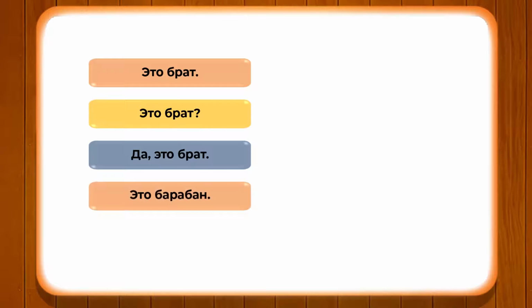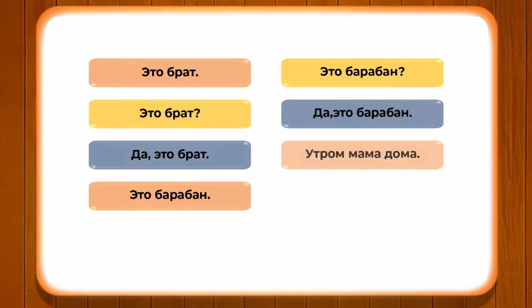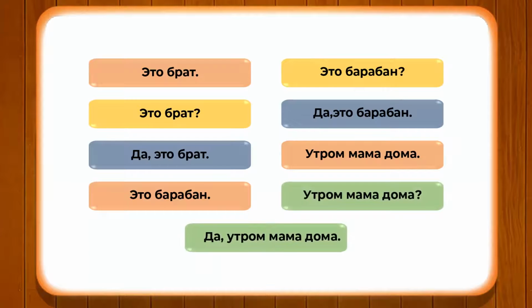So we have Eto baraban, da, eto baraban, Utrom mama doma, Utrom mama doma, da, Utrom mama doma. So you can also pay attention to the tone and texture when I am repeating all these in different contexts. The tone is flat when we are saying a simple sentence. The tone is going higher when we are asking a question, and the tone is flat but with a pause when I am answering. Okay?